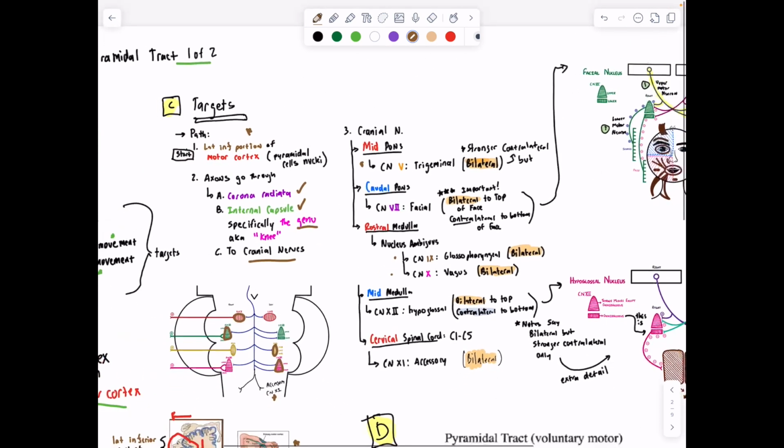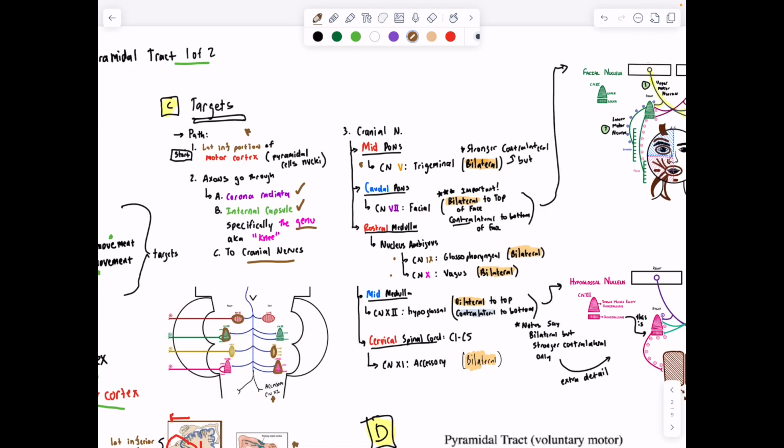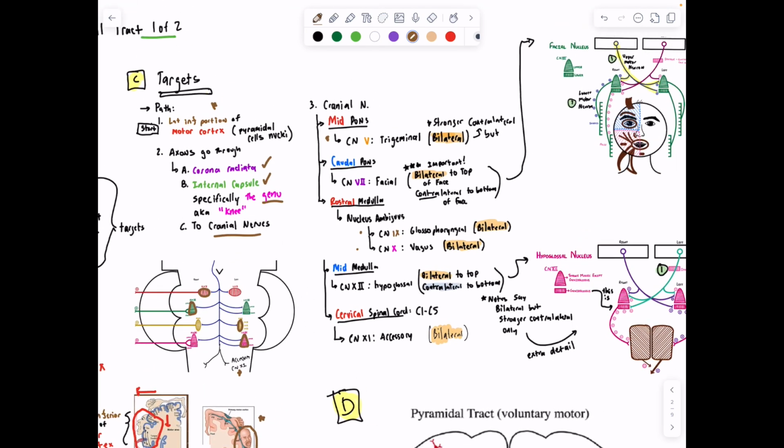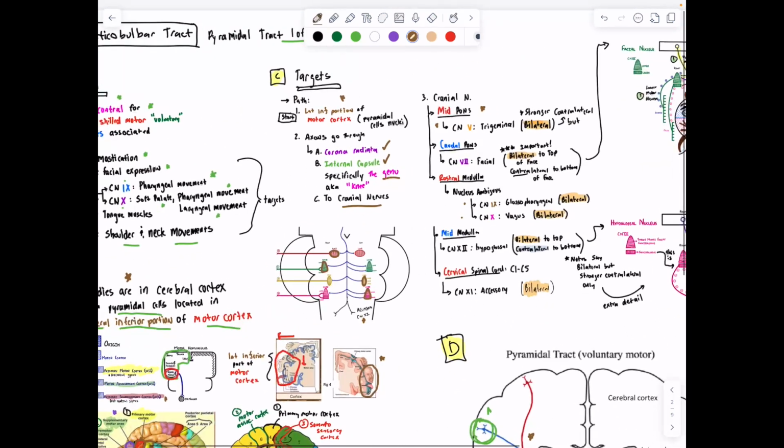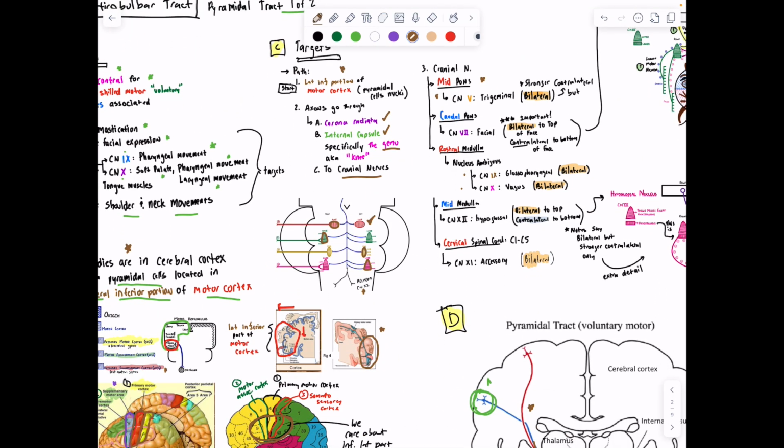All right, so in just going from rostral, like nostril, to caudal, like hands, caudal's lower, we have mid-pons, and in the mid-pons, we have the first one, our trigeminal nerve, and this is going to receive bilateral innervation, as you can see here, from the tract coming down from either hemisphere of the brain. It's stronger on the contralateral side.